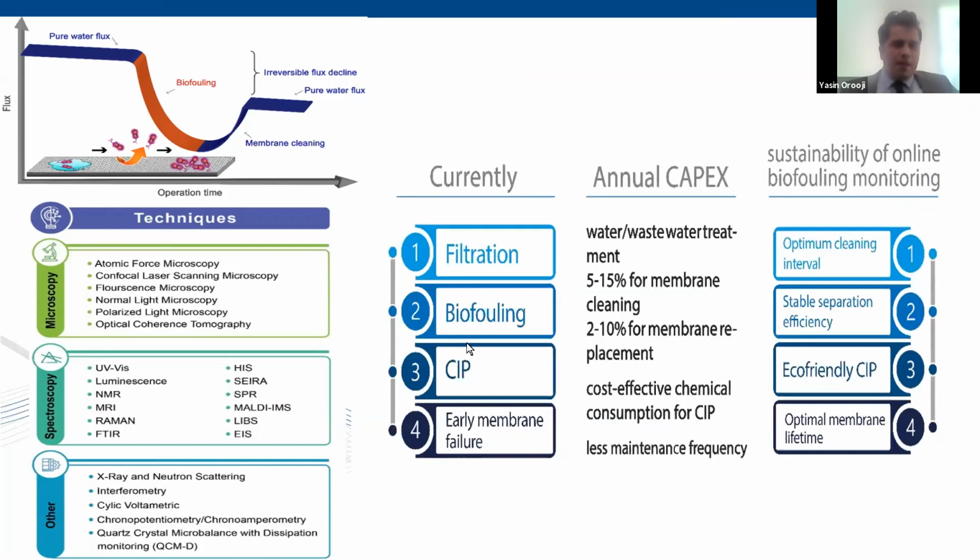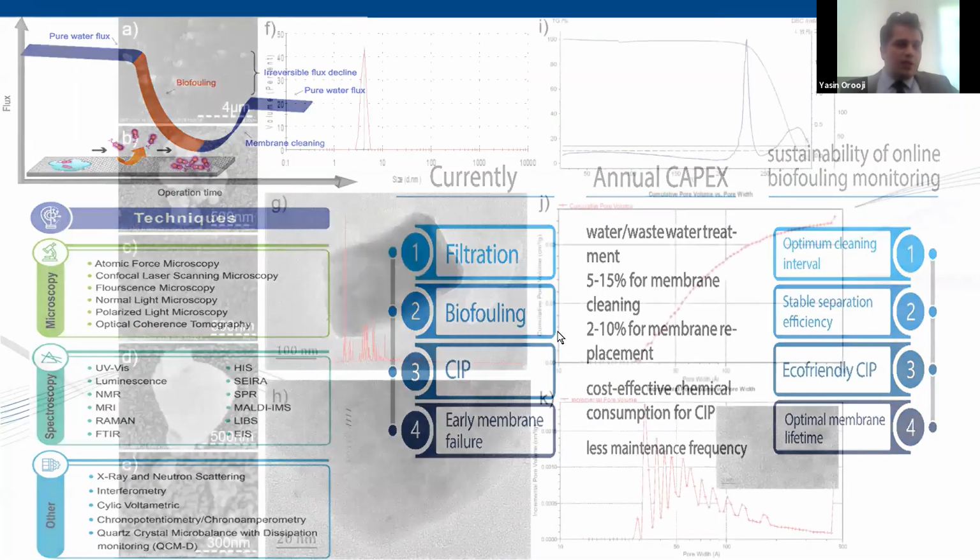And the value is about 15% membrane cleaning cost decrease, and capital expenditures for membrane replacement could be decreased by up to 10%. Also less maintenance and effective chemical consumption for CIP.